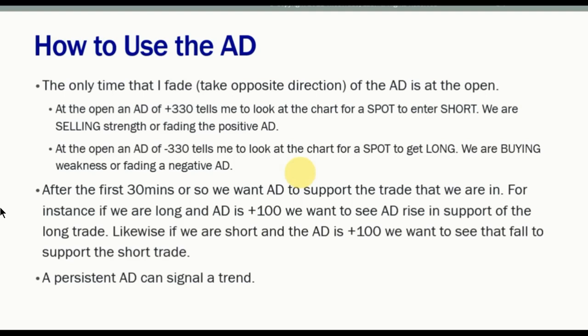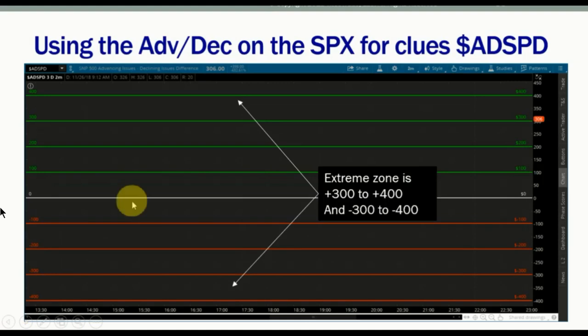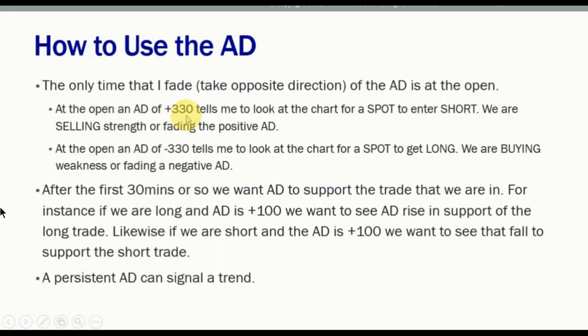So if we have a gap up in a strong AD, an AD over here, these are the extreme zones, okay? These are the extreme zones. This is a very strong AD. At the open, we look for a spot to get short. And then we want to see AD support that trade. So I'll throw a question out real quick. If we got short with an AD of 330, what needs to happen after we get involved?